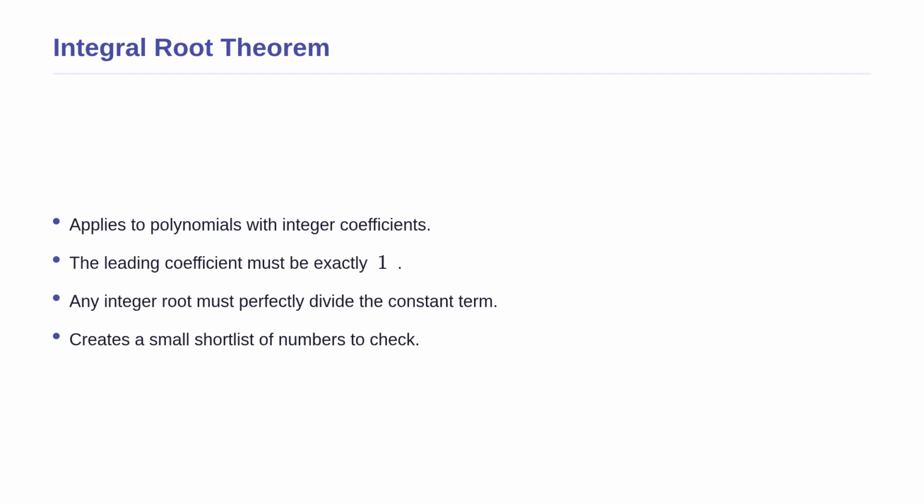It states that if a polynomial has integer coefficients and a leading coefficient of exactly 1, any integer root must perfectly divide the constant term at the very end of the equation.